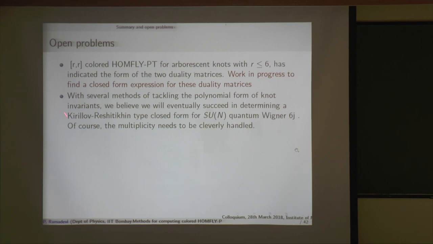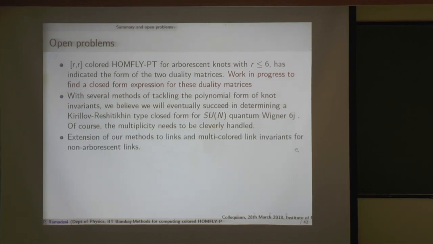This is the eventual hope, that with several methods of tackling the polynomial form, we believe there should be a way of getting a closed form expression like Kirillov-Reshetikhin. Of course, multiplicity is to be cleverly handled. At least for non-multiplicity cases, we should be able to do it. At least I see there is a horizon that it should be possible, but so far we have not achieved it.